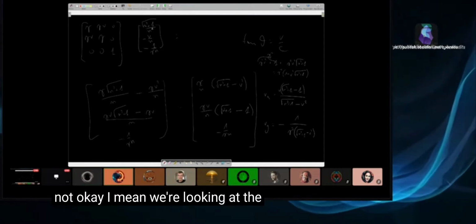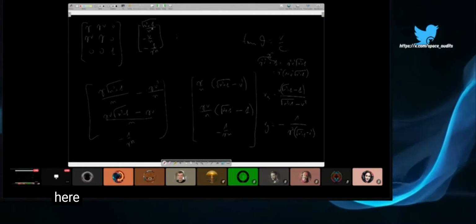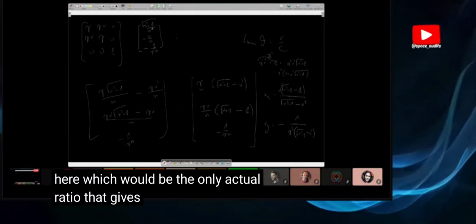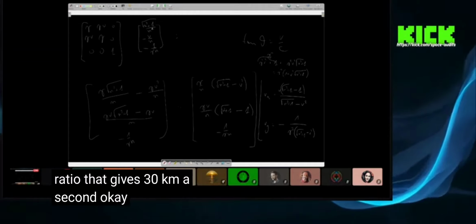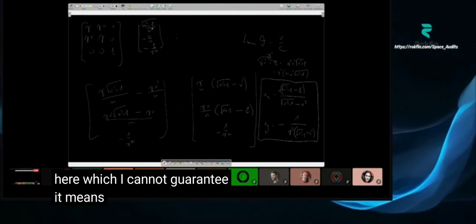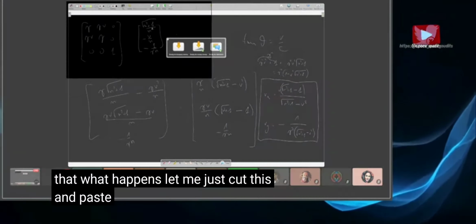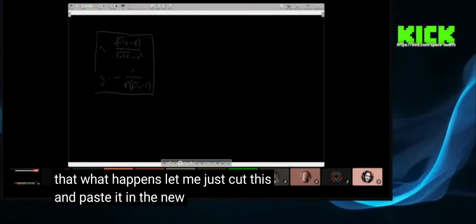Okay. I mean, we're looking at the complete loss of aberration here, which would be the only actual ratio that gives 30 kilometers a second. Okay, if I didn't make any mistake here, which I cannot guarantee, it means that what happens? Let me just cut this and paste it in a new page.